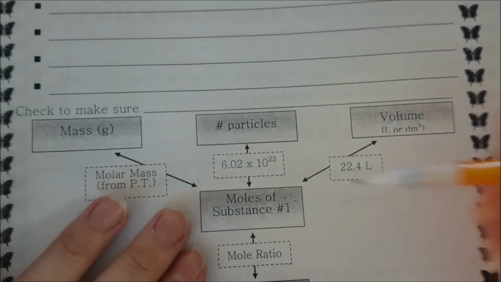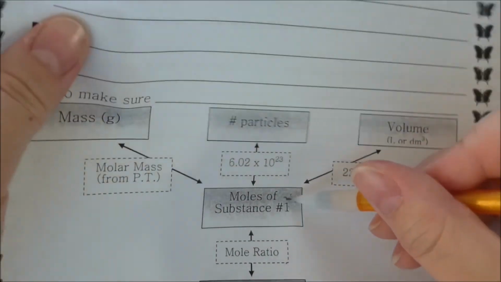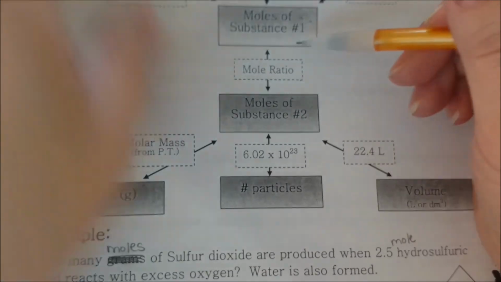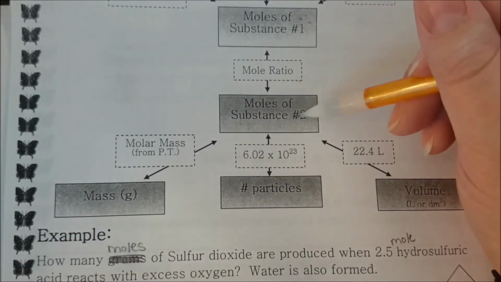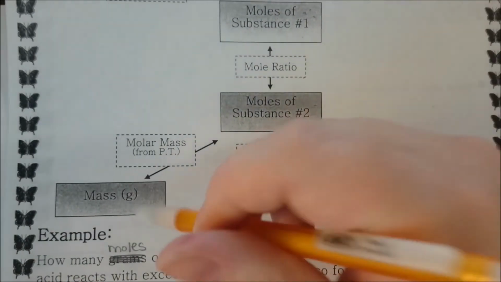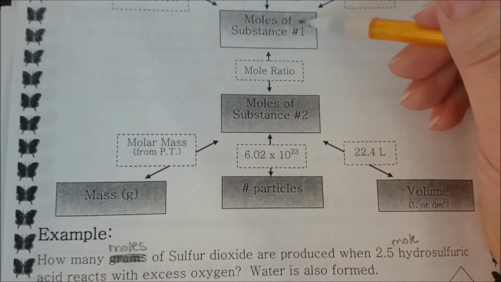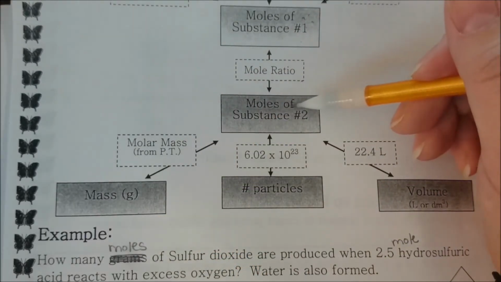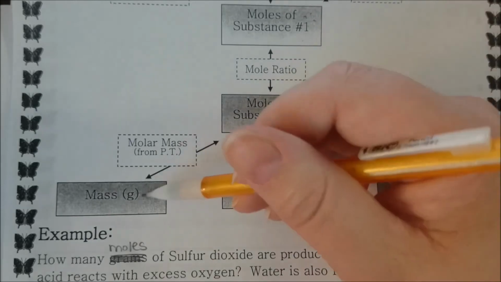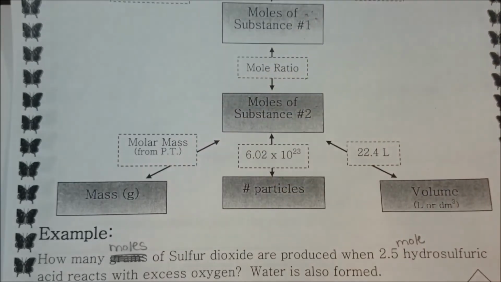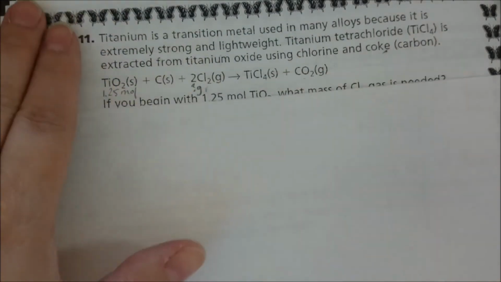So let's look at our flowchart and see what's different here. So they give us moles this time, so we're starting in the same spot. The difference is I have to use my mole ratio to get the moles of substance 2, and then I need to convert that to mass. So I'm going to do 2 steps. I'm going to do 1 step with the mole ratio like we've been doing, and then I'm going to do another step using the molar mass to get to grams. So let's see how this works.